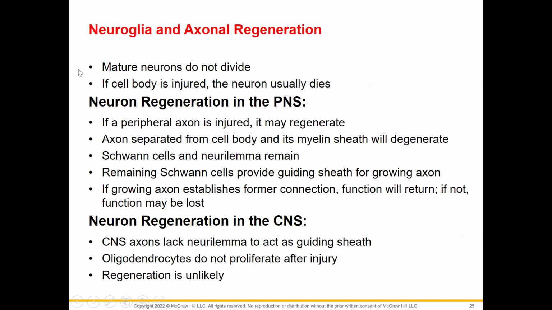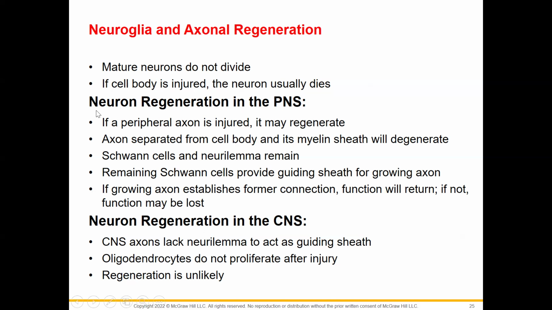If that mature neuron cell body is injured, if the part of the neuron that has all the organelles is injured, that neuron is usually going to die. It cannot live without a cell body that is intact. And because it's a specialized neuron, it will not be able to repair damage to that cell body if it's injured. So let's talk about how neurons regenerate in the peripheral nervous system.